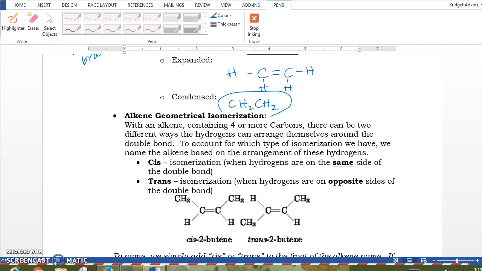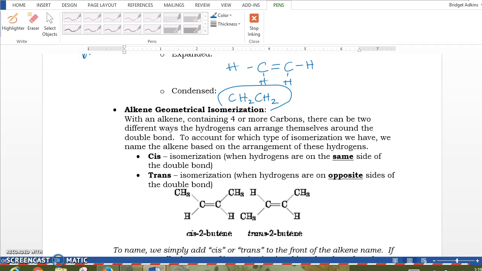We can have geometrical isomers. The isomers that we talked about with alkanes were called structural isomers. That's when they have the same chemical formula, but a different structure. These are geometrical isomers, and if you think about shape, that's what these are talking about. There are 2 different types. It's called cis and trans isomerization.